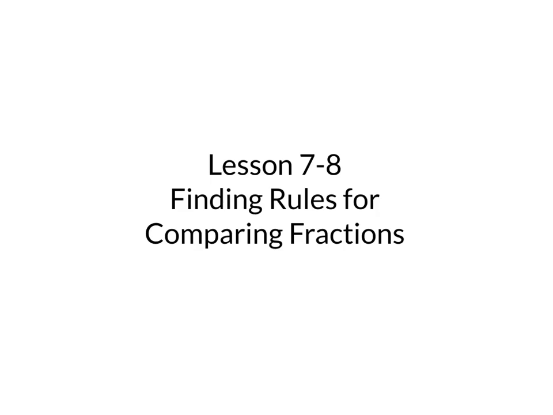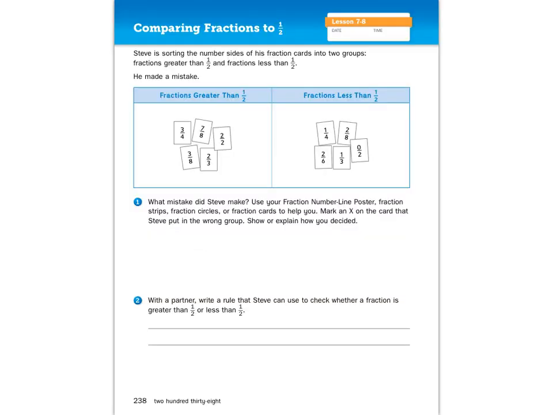You're going to need your math journal, a pencil, the home link paper, and there's another paper that comes right before the home link that you'll want because we'll be filling that out as well. Let's go ahead and open up our math journals to page 238, and we're going to be working through this page together.